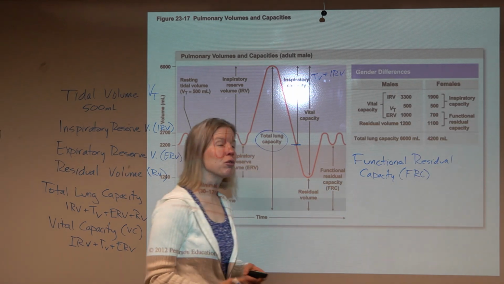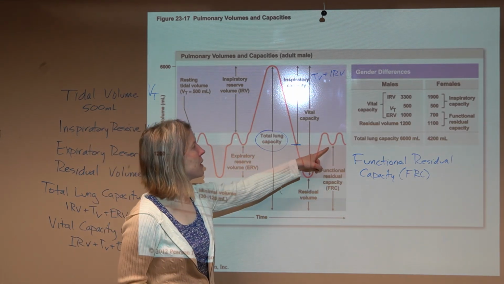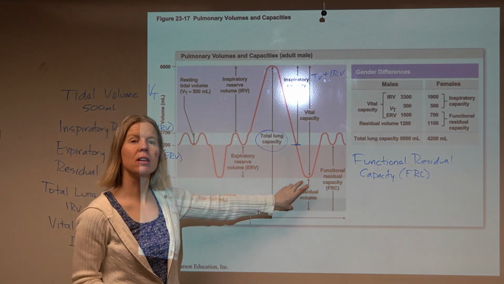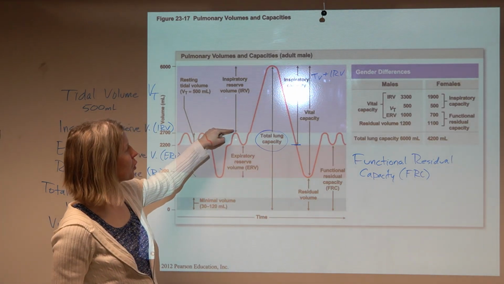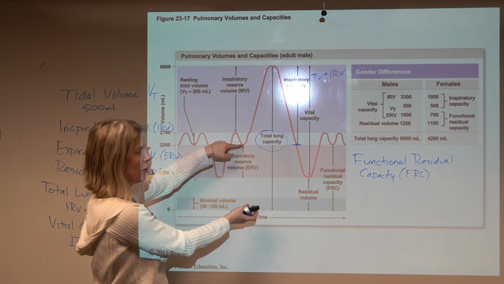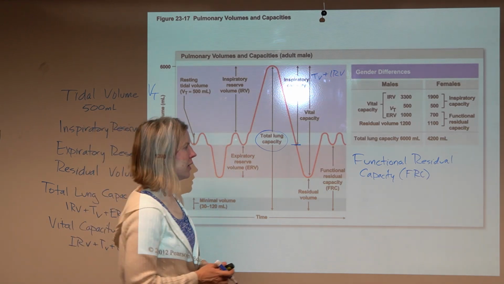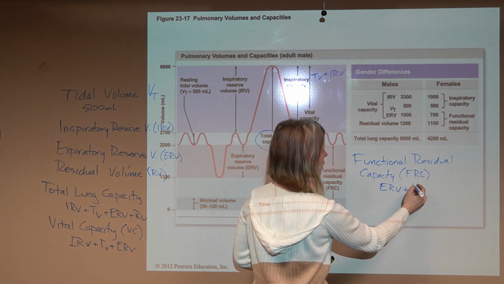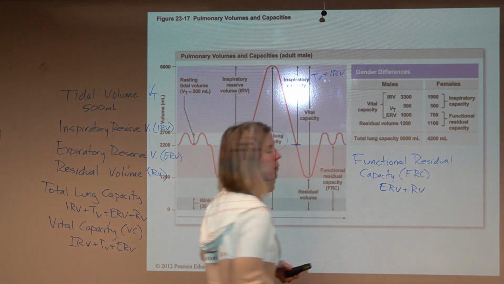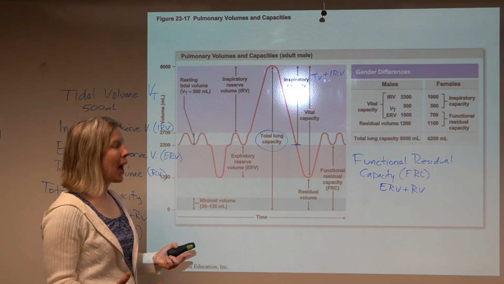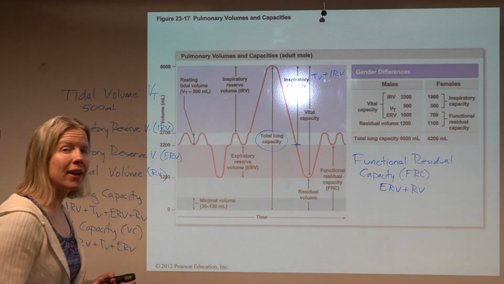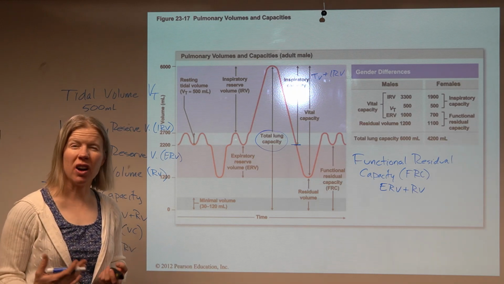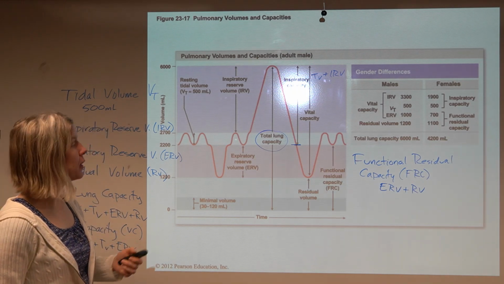And functional residual capacity basically says expiratory reserve volume plus residual volume. After a normal exhalation, how much volume do we have in the lung? Expiratory reserve volume plus residual volume. Again, the capacities are all volumes added together. And it's not a bad thing to know. More important, though, to understand what it means.